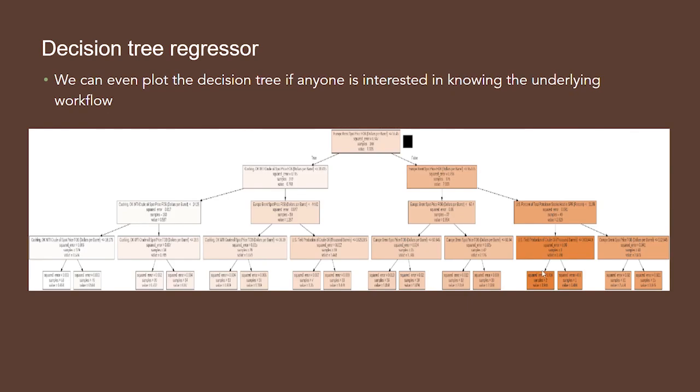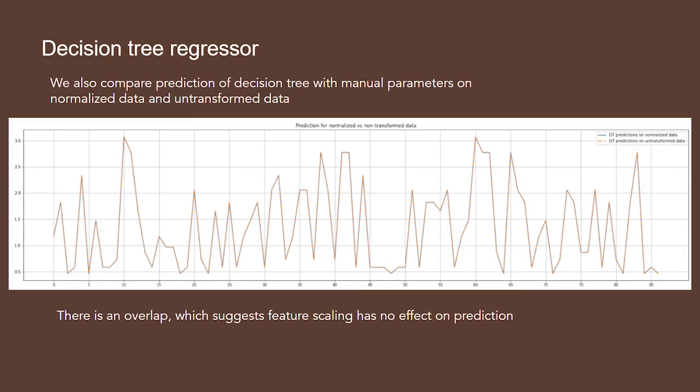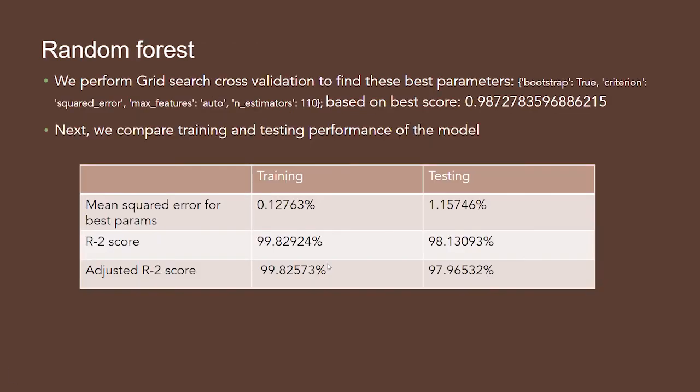If anyone is interested in finding out the underlying working of the decision tree, here is how it works. It's quite blurry, but anyways, all the images are saved in our results folder. Moving on, we even checked the difference between predicted values of normalized data and untransformed data, and again we have seen exactly similar output. It's like there is a total overlap.